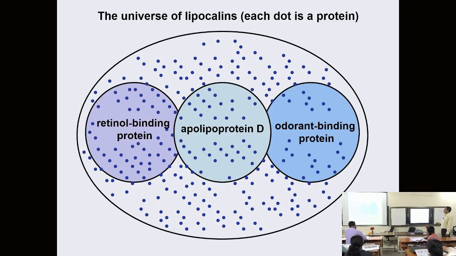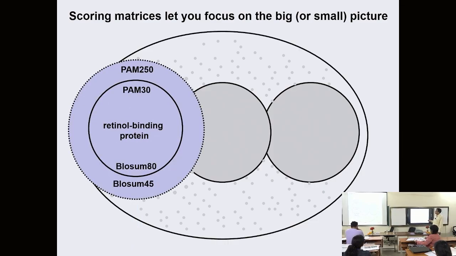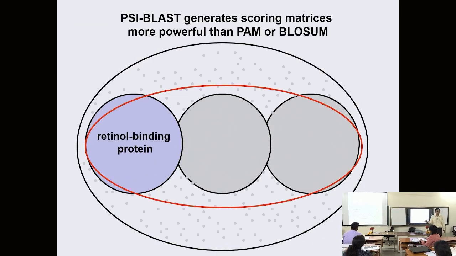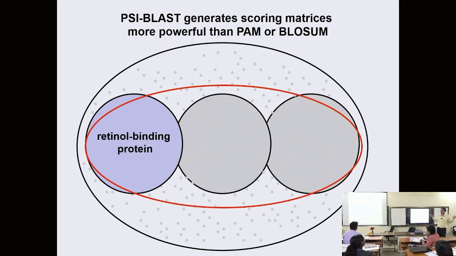Okay, so I think we discussed this. The universe of lipocalins, each dot is a lipocalin, and when you use retinol binding protein as the query and use PAM matrix or BLOSUM matrix, it does identify the homologs, but mostly close homologs. When you use PSI-BLAST, then it is able to identify distant homologs also. So it's not like going in circles. It is really capturing the universe, just a cartoon, to help you understand that it helps identify distant homologs.